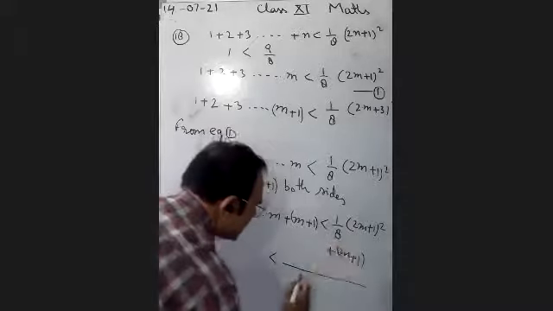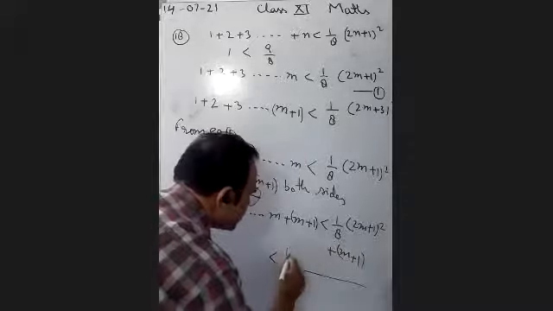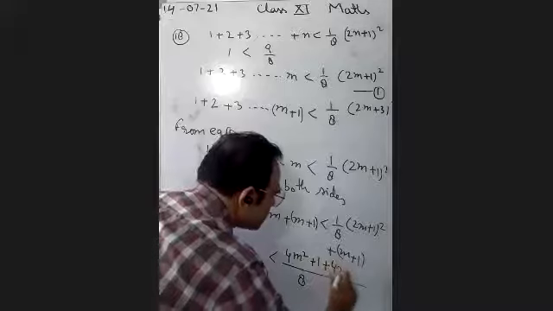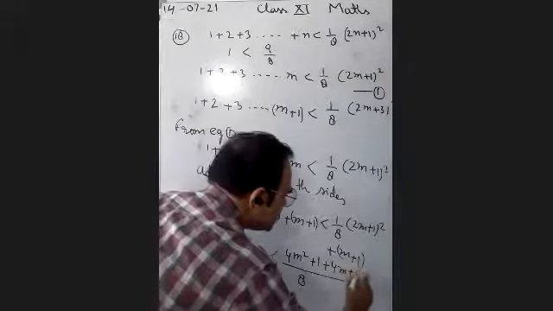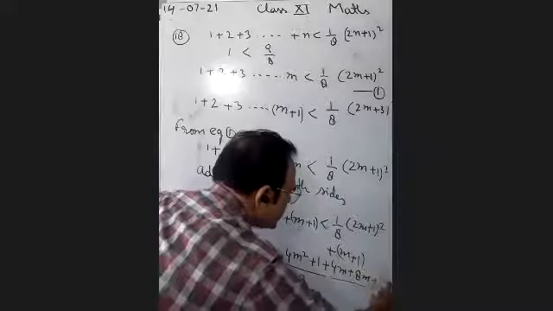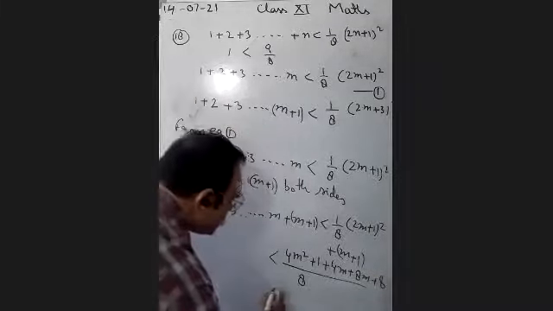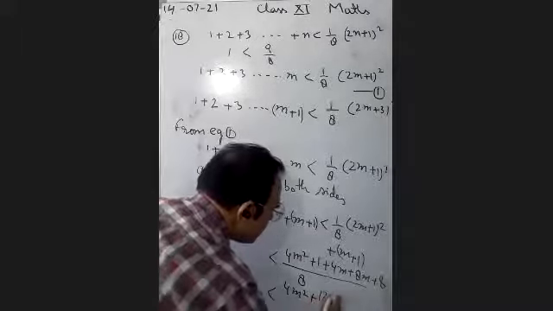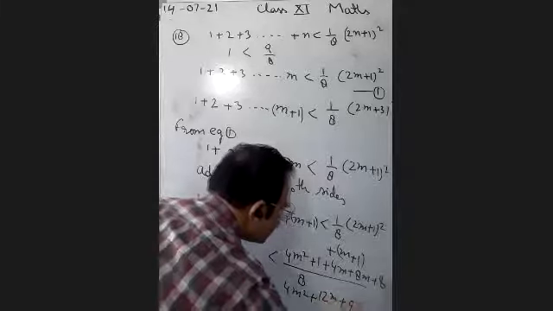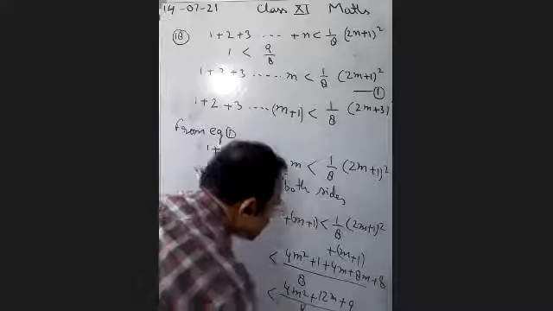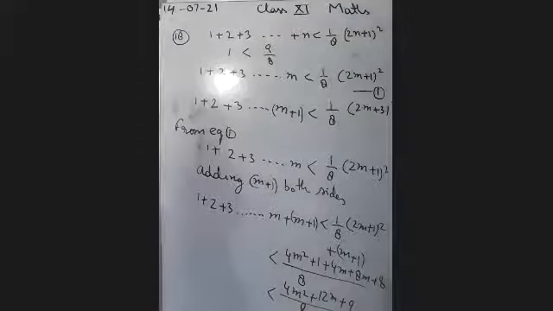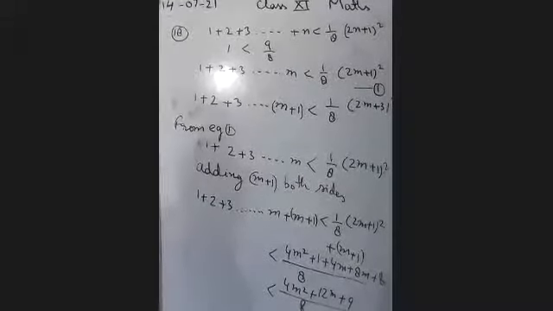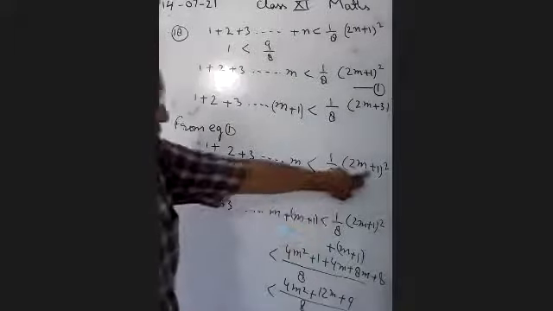If we take the LCM 8 here, you will get 4m square + 1, 2 to the 4m + 8m + 8. So we add the like terms, so it will be equal to (4m square + 12m + 9) divided by 8. So if we divide by 8 only, ठीक है, you are seeing it is a square of 2m + 1, ठीक है.